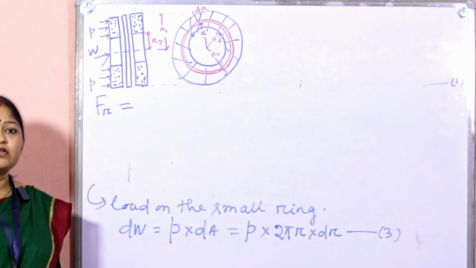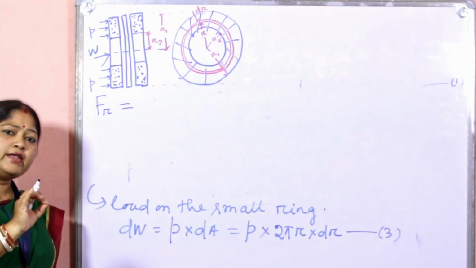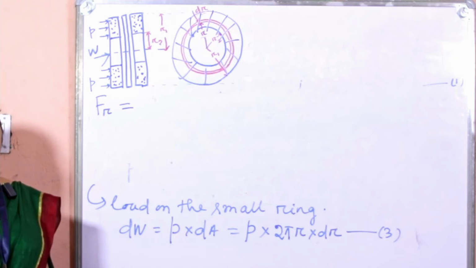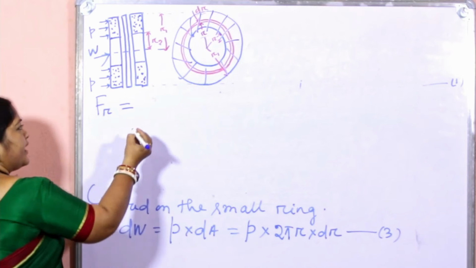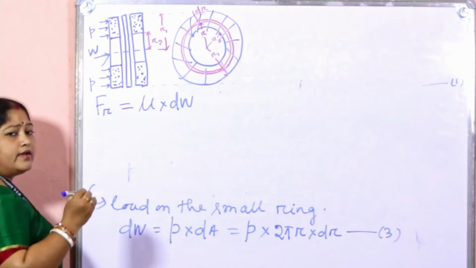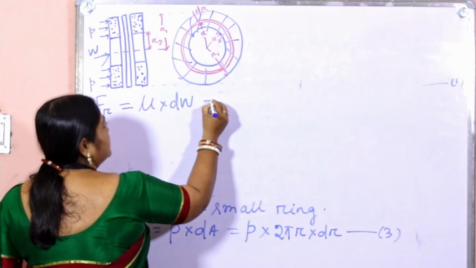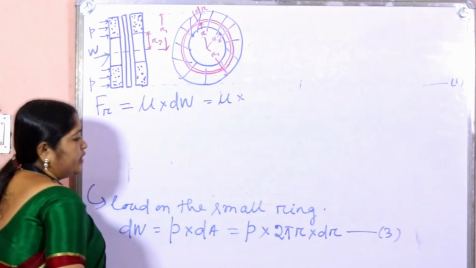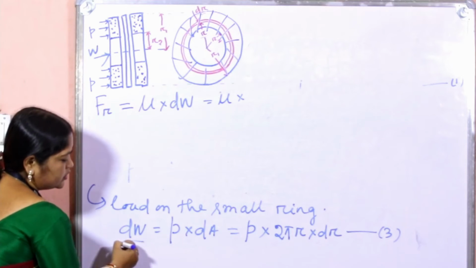Mu into Rn. What is Rn? Rn is the normal reaction force, but the normal reaction force is balanced by the axial load. So I can write mu into your axial load is dW. Okay, so that is equal to mu into dW. dW, what is the equation of dW?